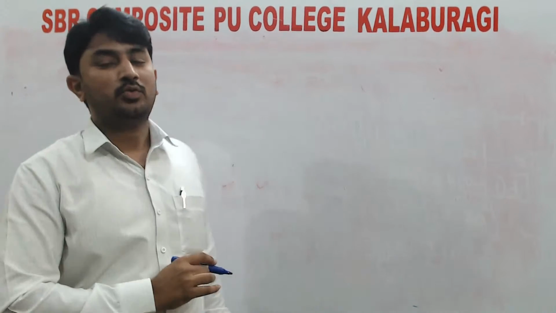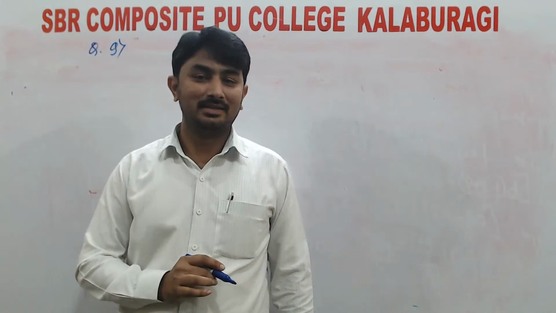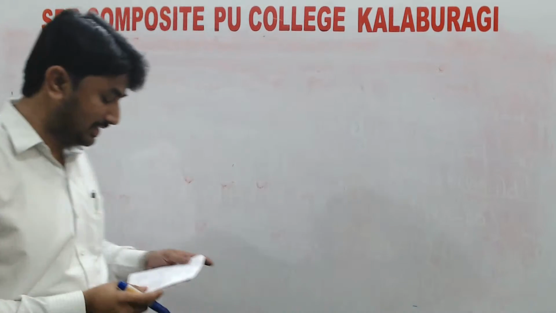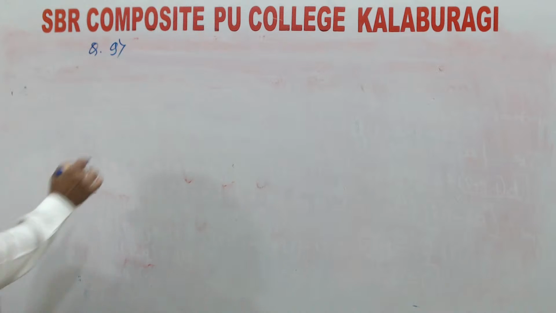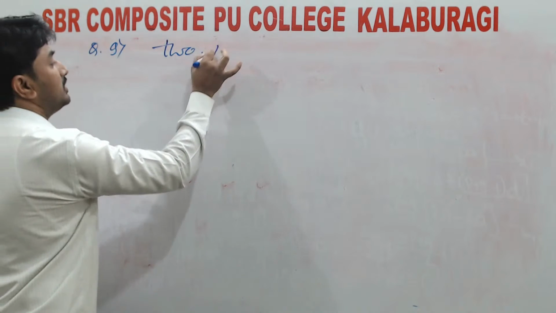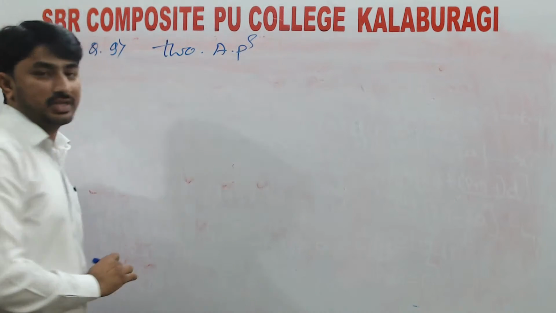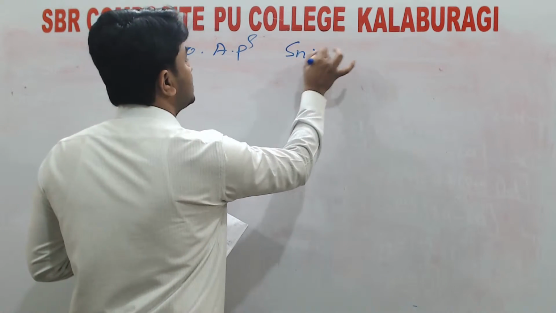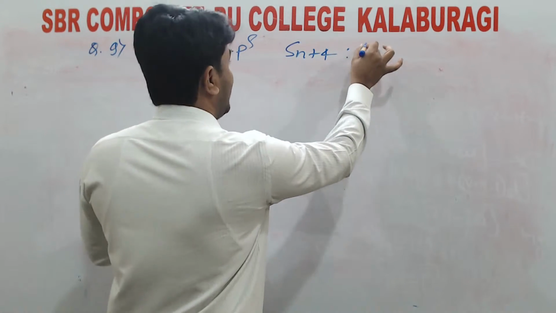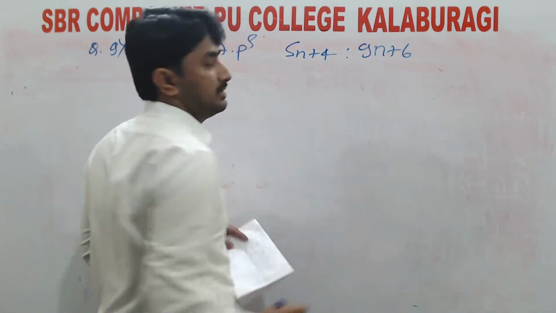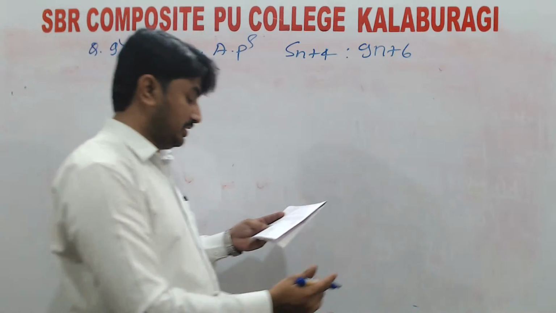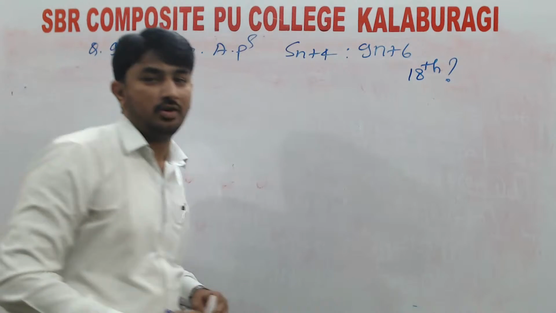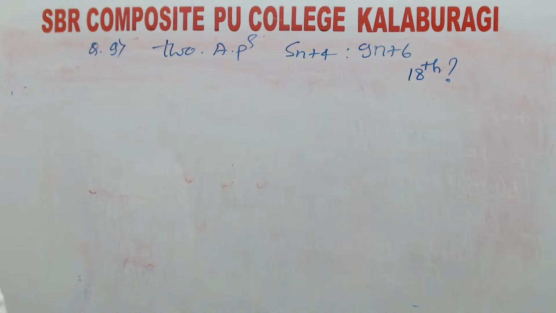See here, question number 9 as well as solved example 6 are both the same. Here the question is: the sum of n terms of two arithmetic progressions is given as 5n plus 4 is to 9n plus 6. Then we have to find its 18th term, in the ratio form.